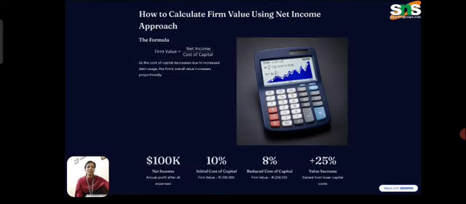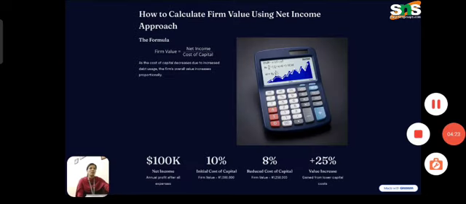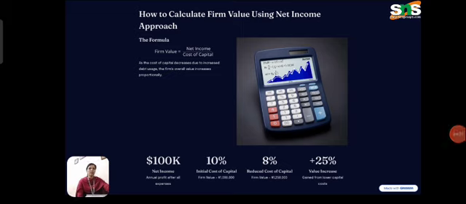Next we see how to calculate firm value using the net income approach. There is a small formula for this. Firm value equals net income divided by cost of capital. This is the formula for applying the net income approach.